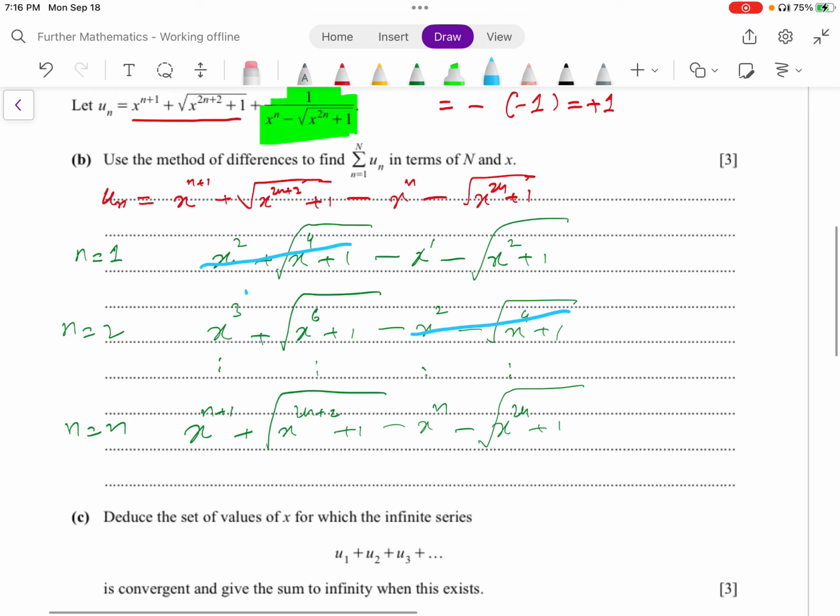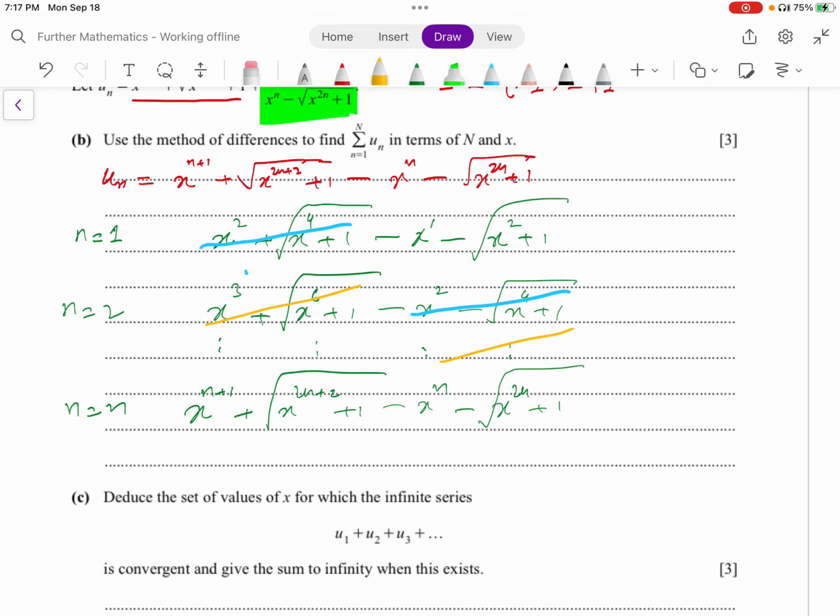That means the first term in the second row will be cancelled with the second term in the third row. This sequence will continue, and the last term will be cancelled with its first term in the second last row.